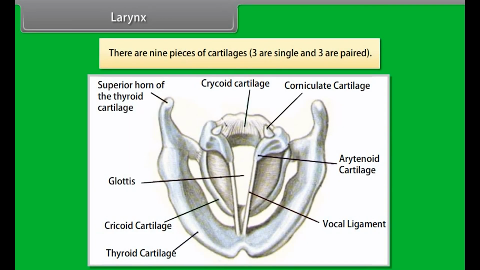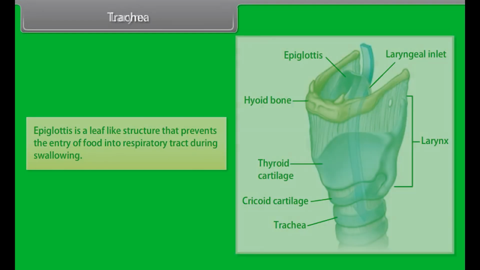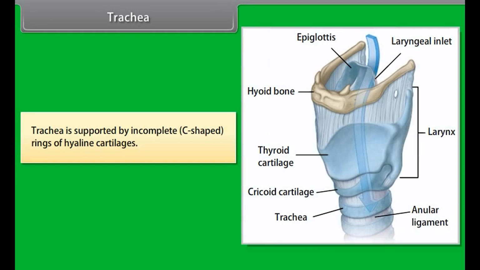There are 9 pieces of cartilages. 3 are single and 3 are paired. Epiglottis is a leaf-like structure that prevents the entry of food into respiratory tract during swallowing. Trachea. The trachea or windpipe is a continuation of the larynx. Trachea is supported by incomplete C-shaped rings of hyaline cartilages.